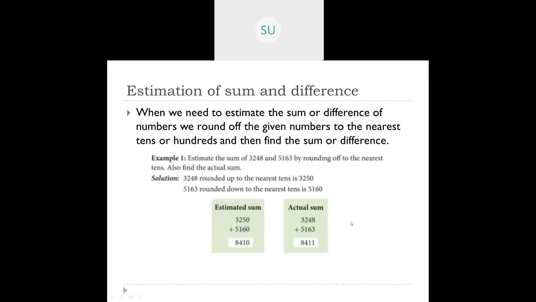Actual sum is nothing but when you add the original numbers, that is 3248 and 5163. So when you add that, you'll get 8411. Now if you see the estimated sum and the actual sum, you'll see that they are quite nearby. There is not much difference between the two answers. So this is how to find the estimated sum. Let's see a few more examples.